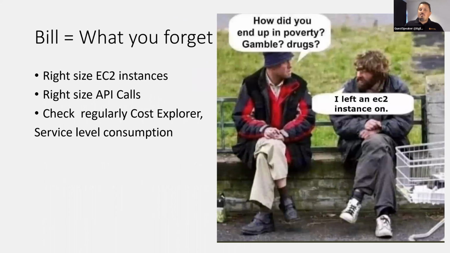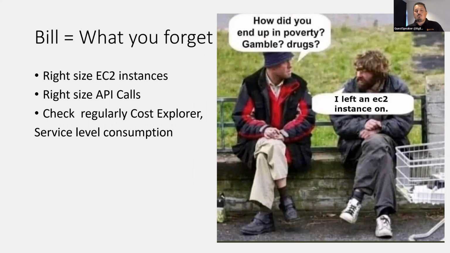In AWS, what is the bill? The bill is equal to what you forgot to right size, or you didn't deploy according to best practices. Maybe you are using the wrong service, or you are using the correct service, but you are not deploying your resources correctly. You have to check how you are using AWS, and if you are using EC2, are you right sizing your EC2 instances? Or if you are using several API calls to different services, you have to check how many times you are doing these kinds of calls.